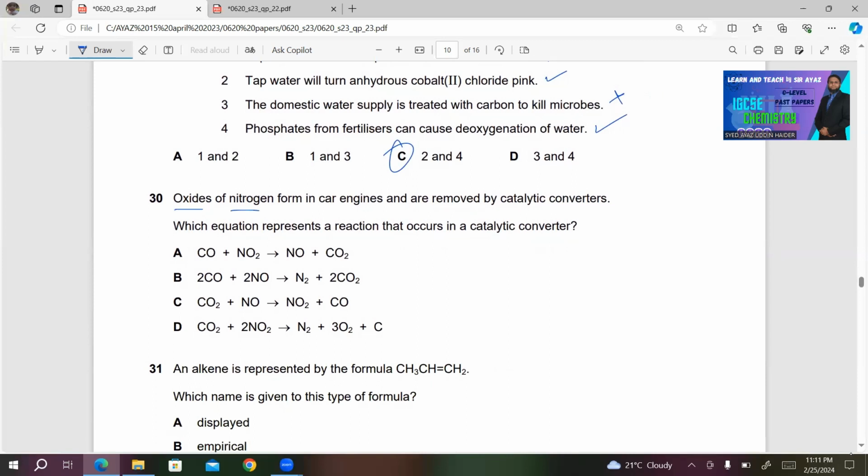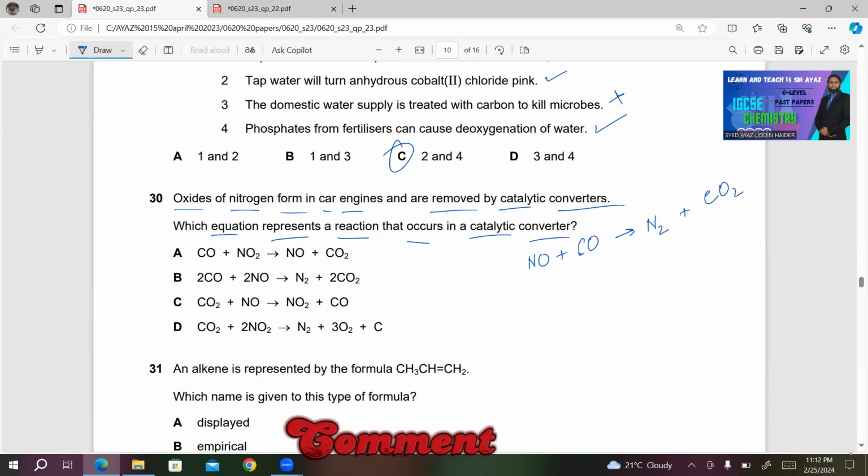30. Oxides of nitrogen form in car engines and are removed by catalytic converters. Which equation represents a reaction that occurs in a catalytic converter? Now, in a catalytic converter, the oxide of nitrogen, which is NO, is reacted with the poisonous gas carbon monoxide, and the products will be nitrogen gas and carbon dioxide. So, choice B must be the right answer in this case.